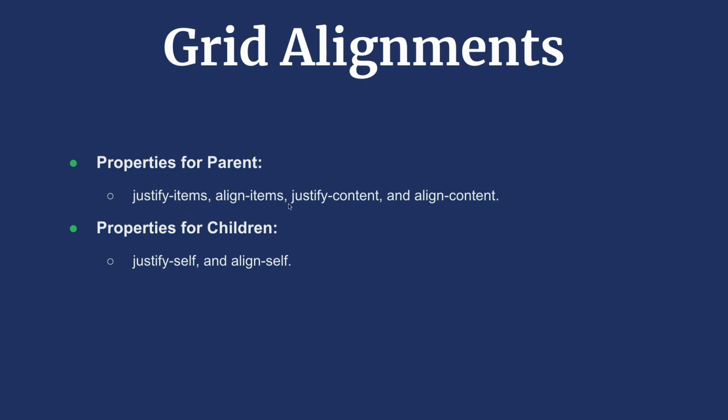So we have 6 different properties for the alignment: justify items, justify content, align items, align content. So the first 4 properties belong to the parent element, that is the grid container. Then we have the last 2 properties, that is justify self and align self, which belong to the children elements, that is the grid item. Now let's understand all of these properties one by one. So let's begin with the properties which belong to the parent for the alignment.